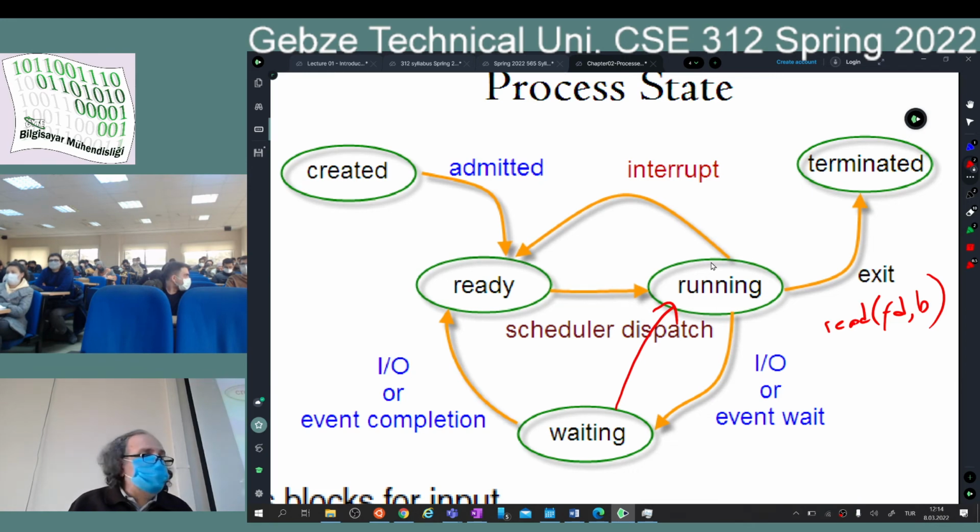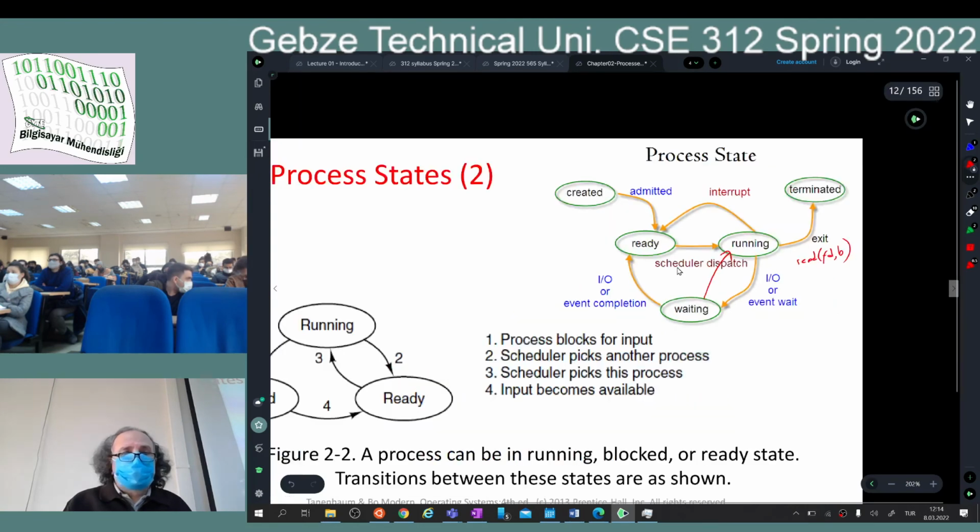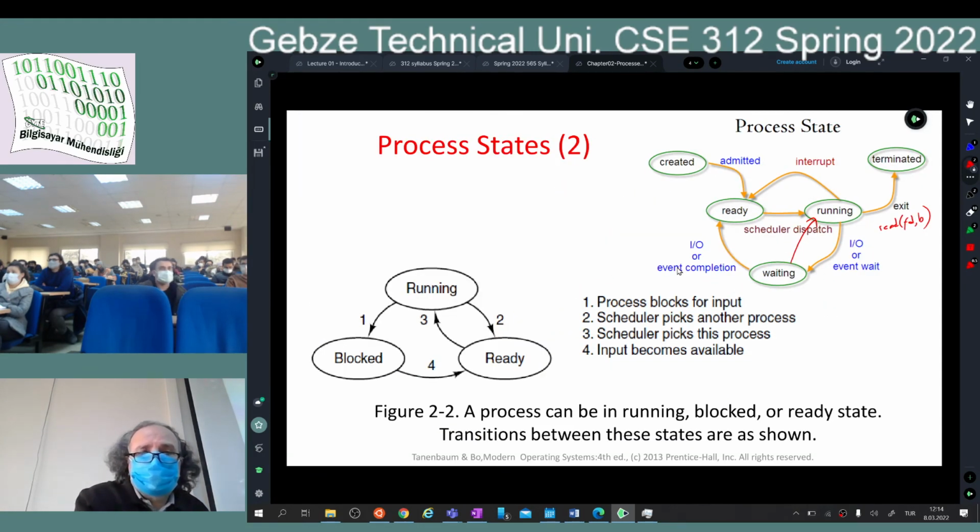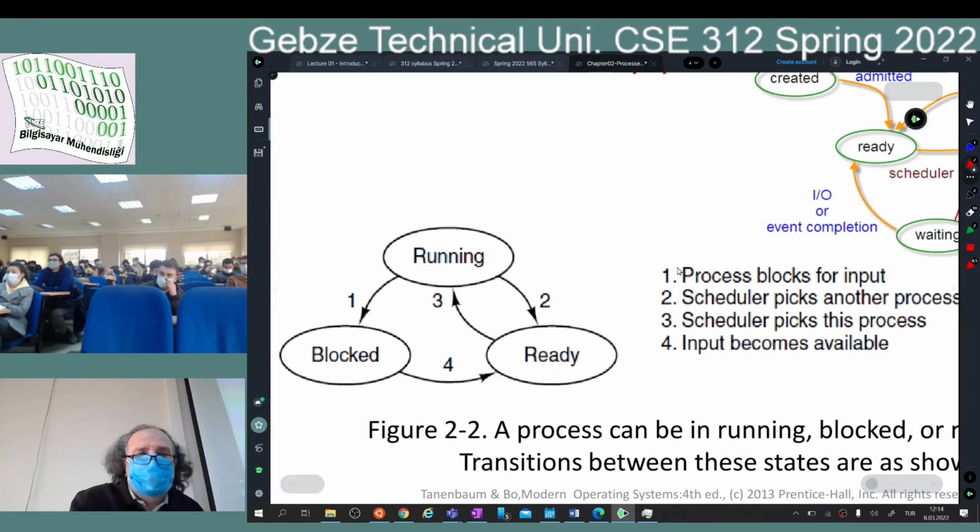Okay, involuntary exit stuff. Good, so that was it. So the book says it. Let's look at it. Okay, running to blocked to ready. So one is the process blocks for input.